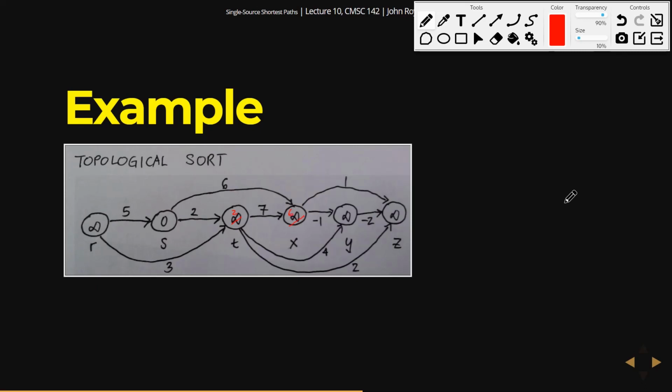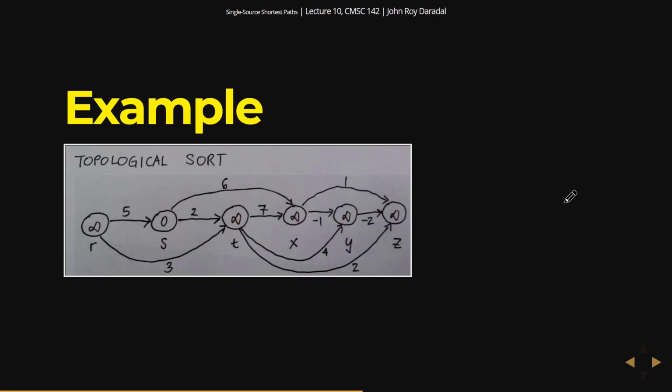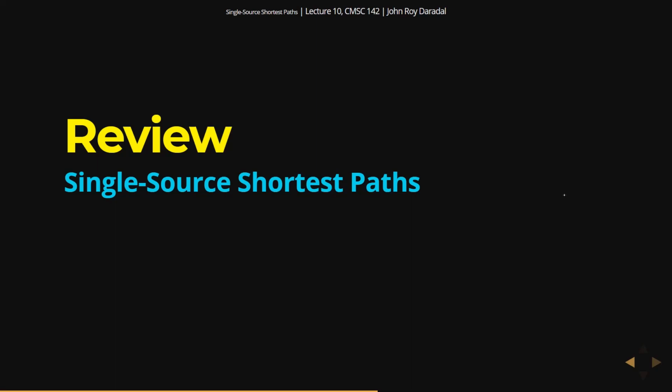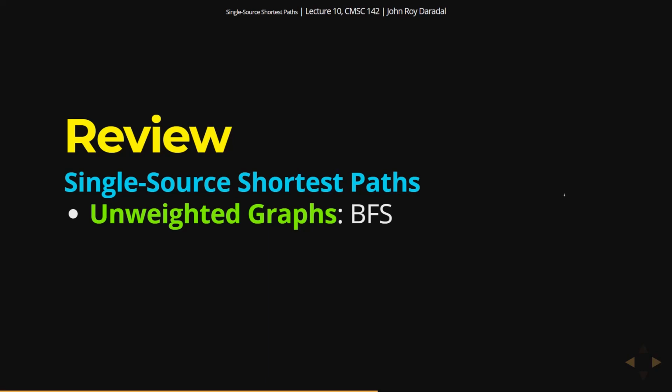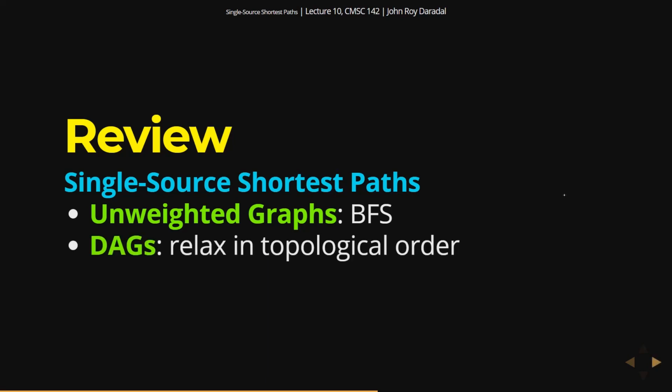And then from here, 2 plus 7, so it's still the same. 2 plus 4, so this becomes 6. 2 plus 2, so this becomes 4, and so on. Right? So you just go through each node in order of topological ordering, and then relax each edge going out from that node. Okay? So that's it for SSSP in DAGs. So that's it for part 1. So we discussed single source shortest path so far, and we've used it for unweighted graphs using BFS, and then for DAGs we just relaxed it in topological ordering, and so we uncovered the single source shortest paths. So that's it for part 1, and then part 2 will follow shortly.